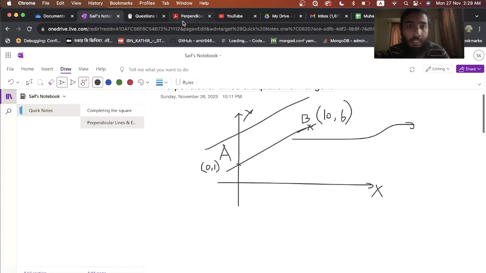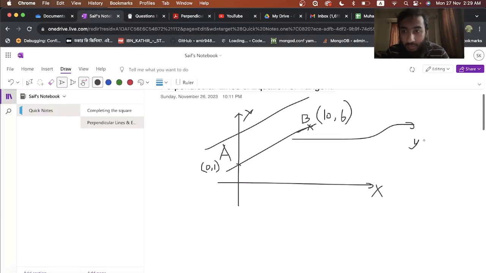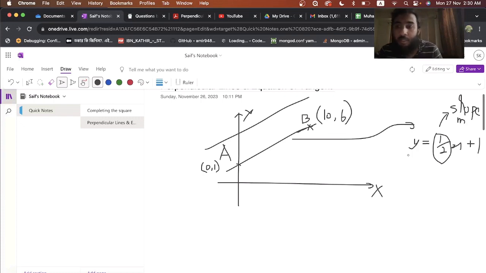So what is this straight line here? This straight line equation is represented by y equals half x plus 1, where this half is called the slope, sorry, this is called slope. So this is the slope, which is also represented by m technically. So this is the slope of this straight line.